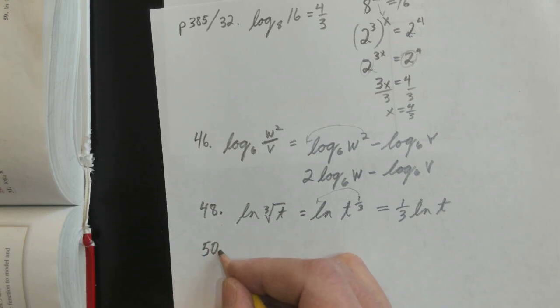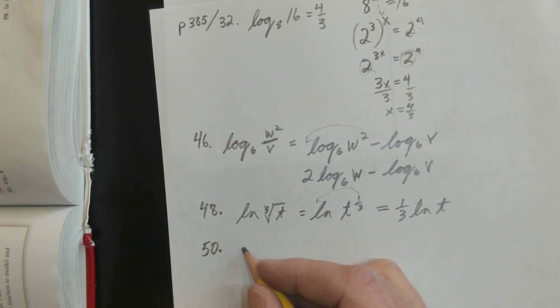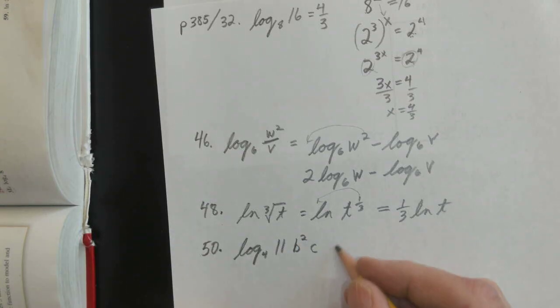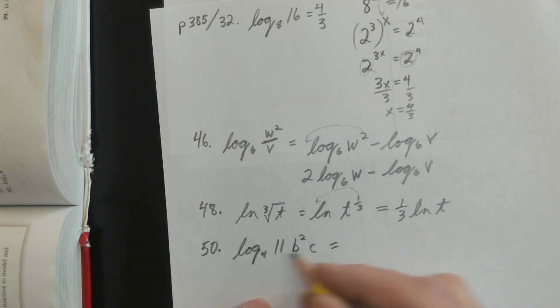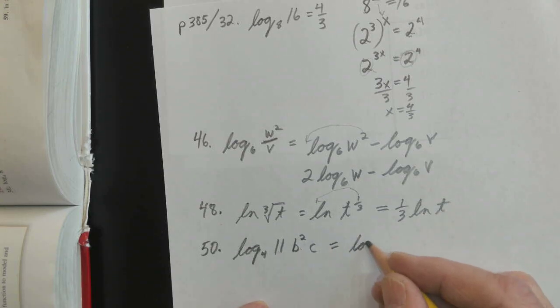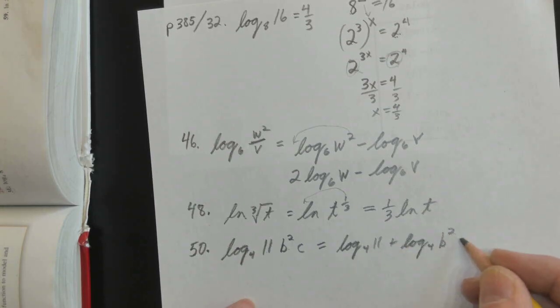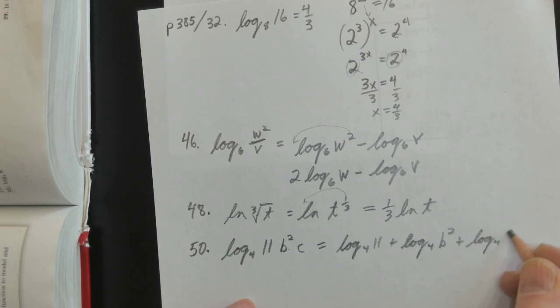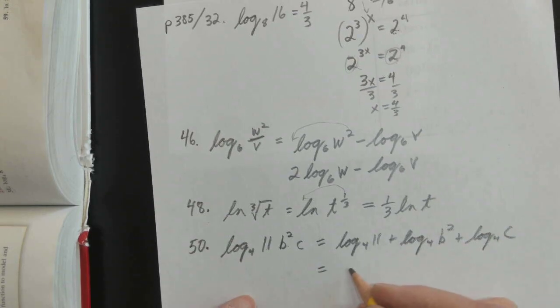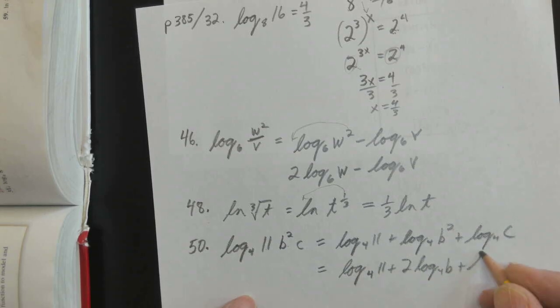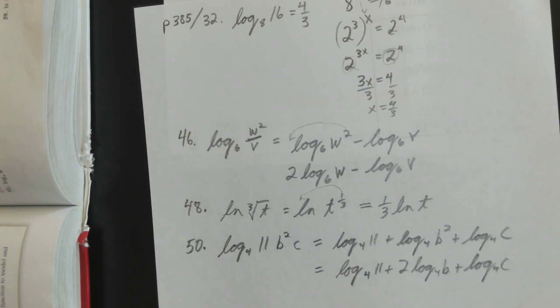50. Log base 4 of 11 b squared c. Okay, multiplying, what do we do? Add. Log base 4 of 11 plus log base 4 of b squared plus log base 4 of c. And this middle one, I'm going to take care of that exponent and put the 2 in front. 2 log base 4 of b.